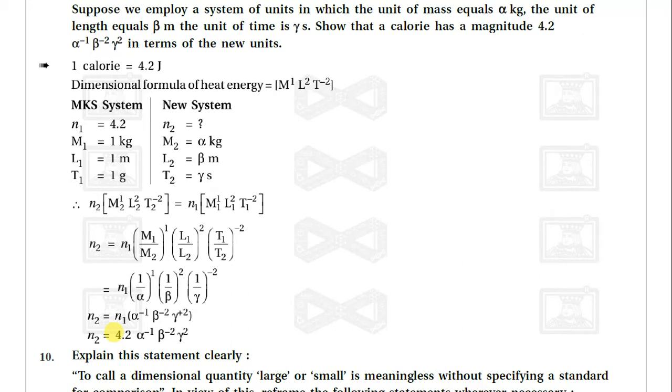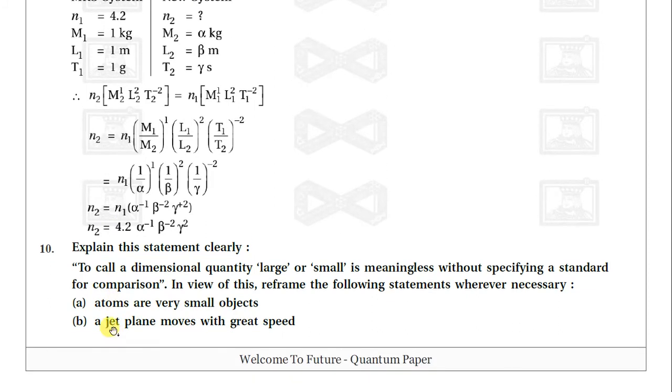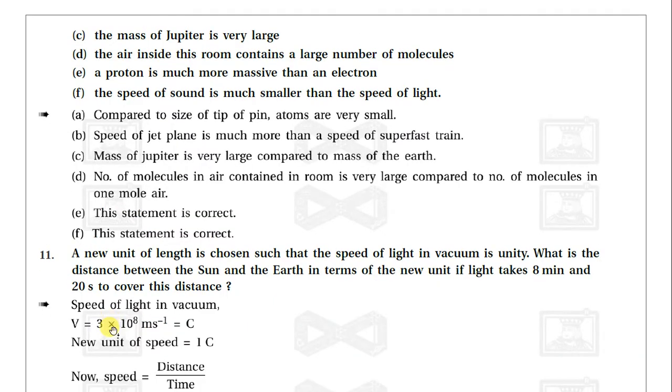So we will be adding these things, and we will get that it is equal to 4.2 alpha raised to minus 1, beta raised to minus 2 and gamma raised to 2. Explain the statement clearly. It is a theoretical question, so you will learn by yourself.